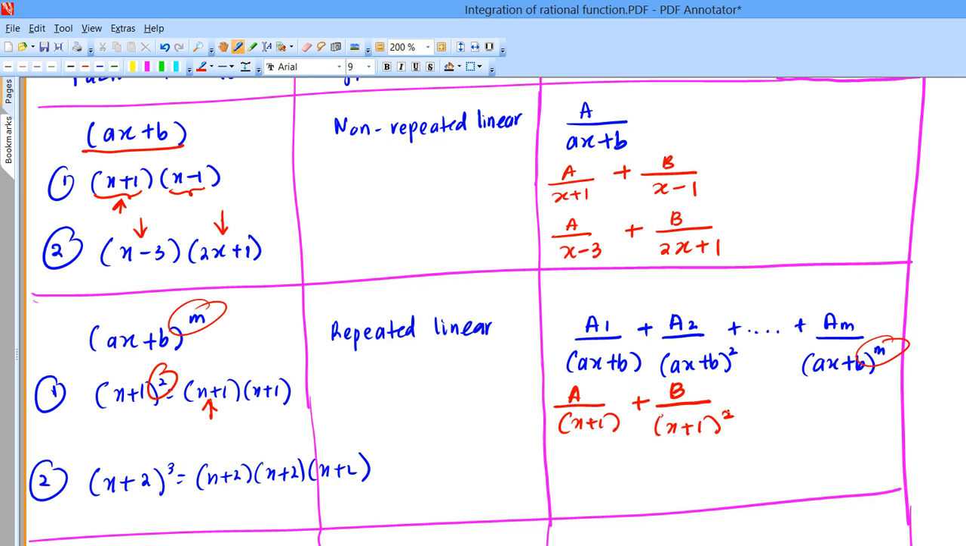Moving to example number 2. If we have x plus 2 cubed, meaning we have 3 brackets here. For the first term, you write A over x plus 2, plus B over x plus 2 squared, plus C over x plus 2 cubed.